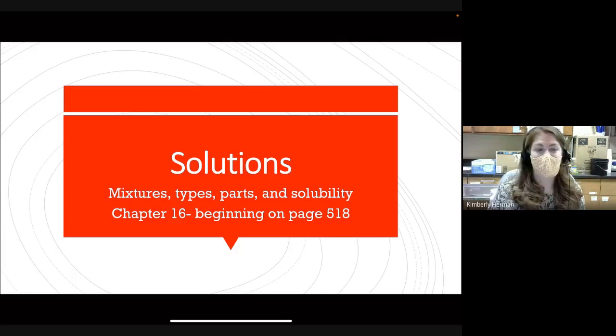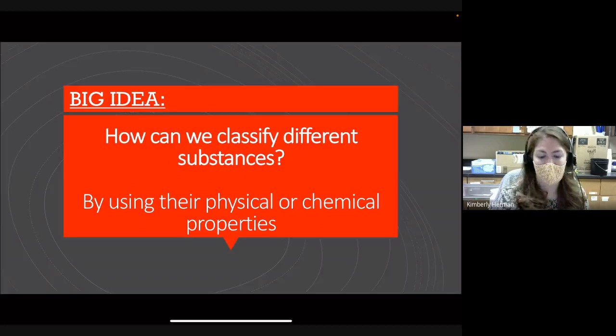Okay, we're talking about solutions, mixtures, types, parts, and solubility. This is chapter 16 in your textbook beginning on page 518. So the big idea is how can we classify different substances? We're going to use their physical and chemical properties to help us decide where they go.